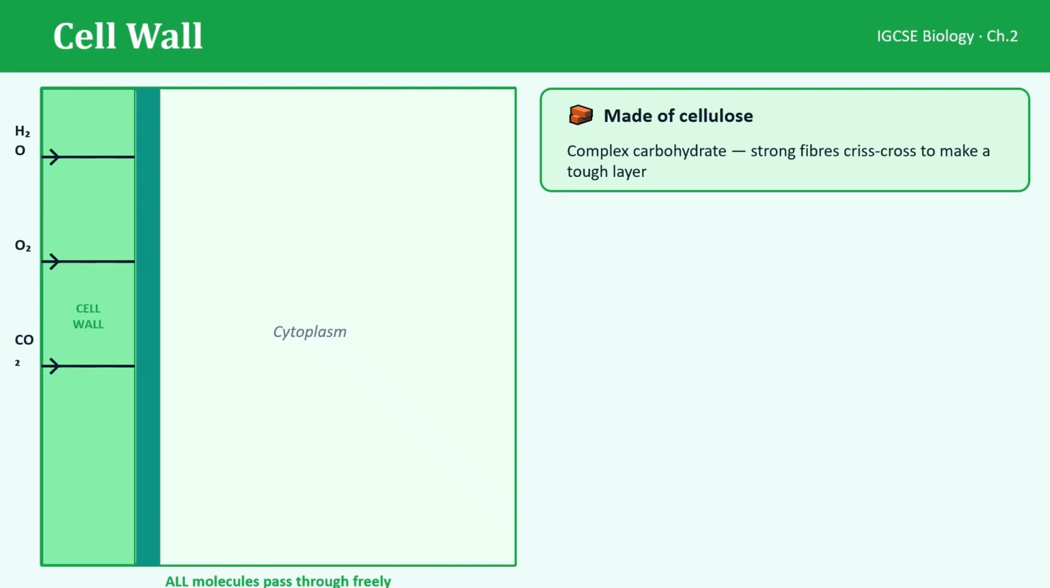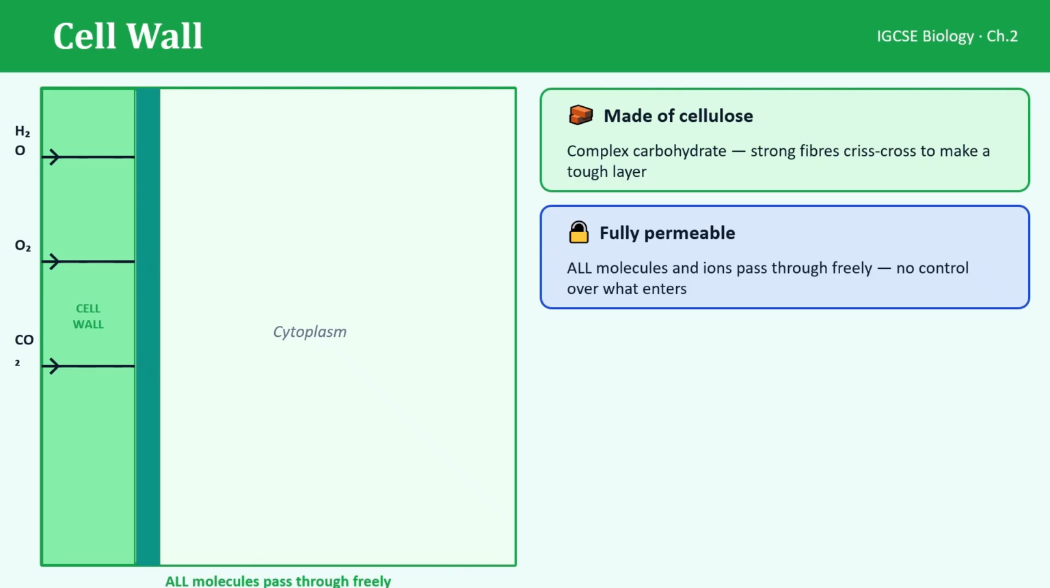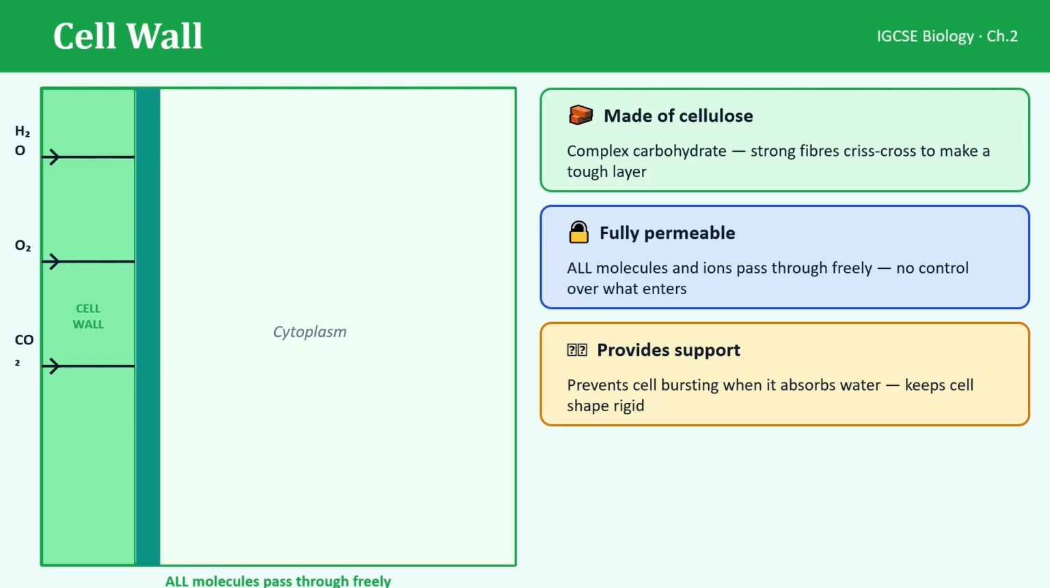Now the most important property of the cell wall is that it is fully permeable. Look at the arrows on the diagram: water, oxygen and carbon dioxide. All molecules can pass freely through the cell wall, and it does not control the entry or exit of molecules. So if it is not controlling the entry or exit, what is the purpose? This may come to your mind. So the basic purpose is that it provides support.